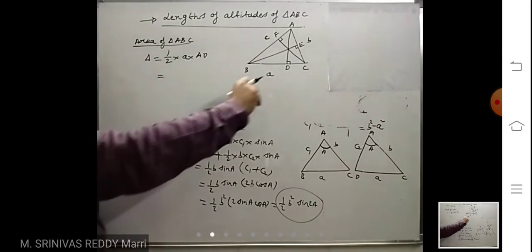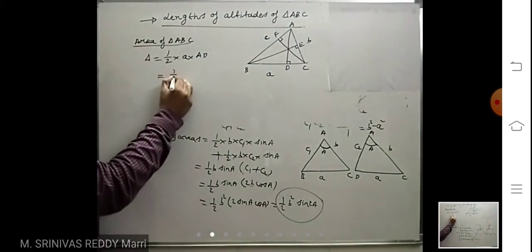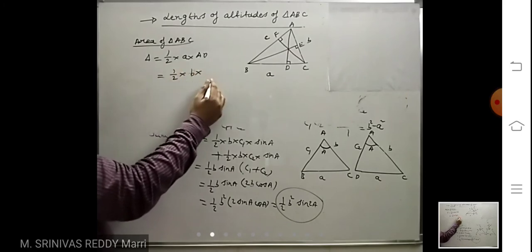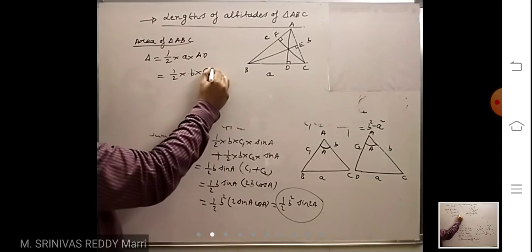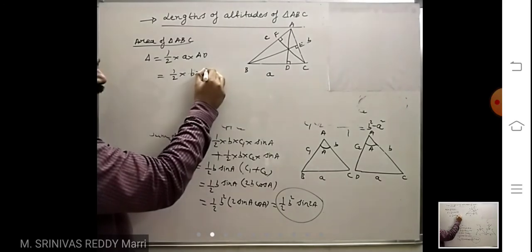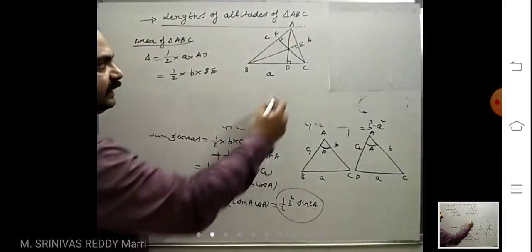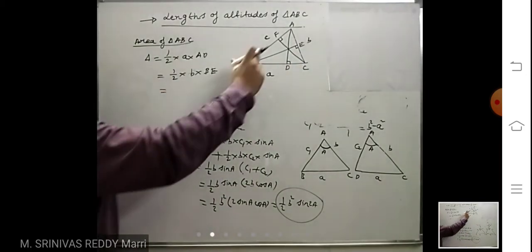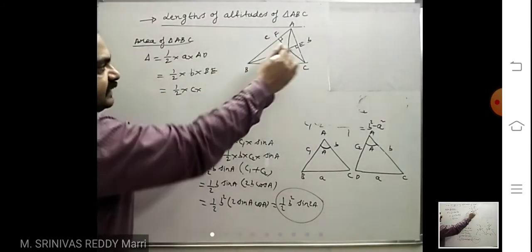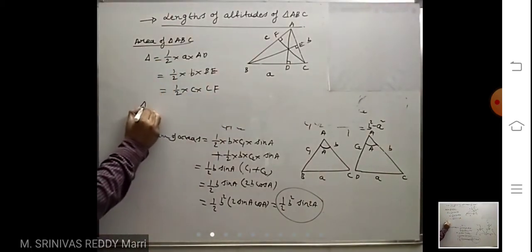This is nothing but, if CA is taken as base, then base into height. So this area you can also write like this: half into length b, that is CA length, into height BE. This base CA, b, I have written, into height BE. Now this can also be written, if AB is taken as base, half into c into CF. Now if you equate this and this, you will get AD.